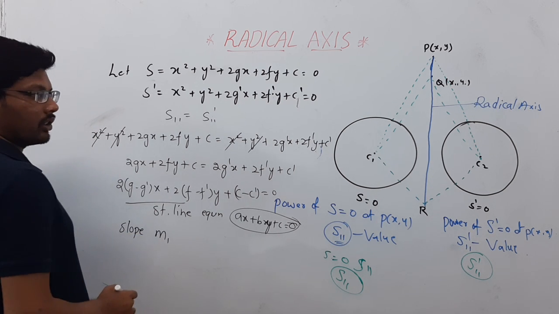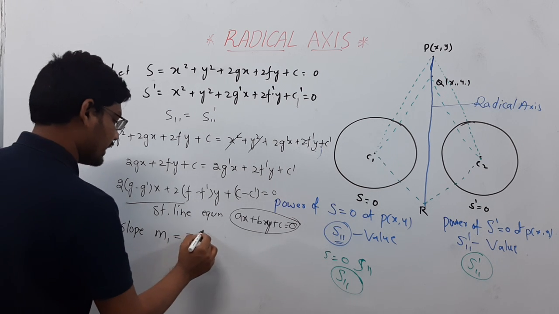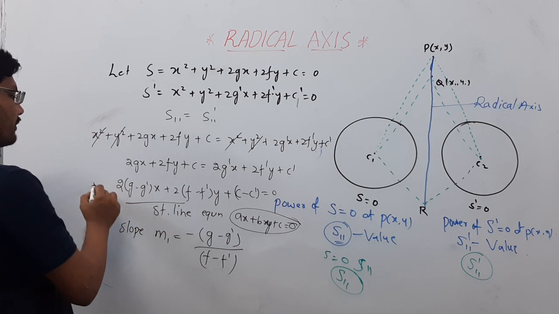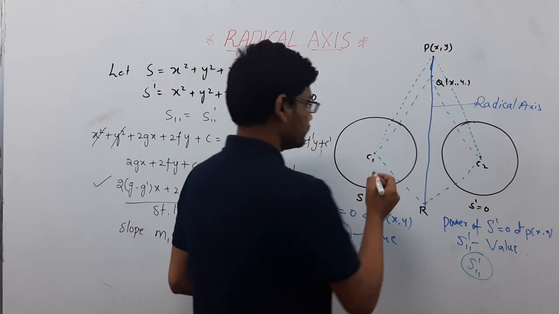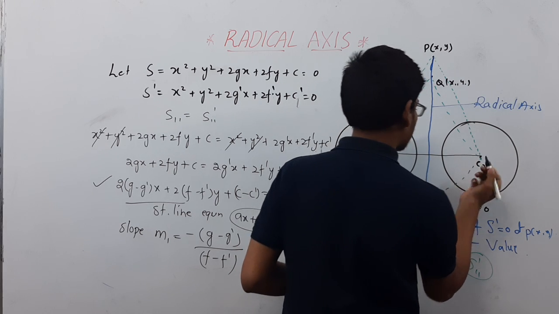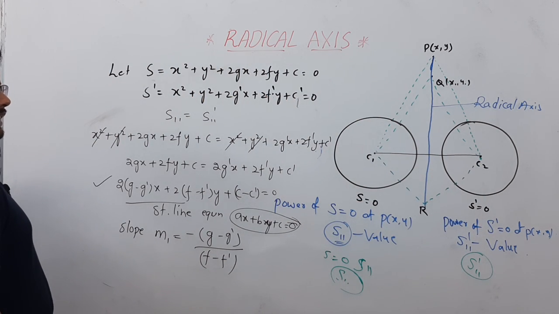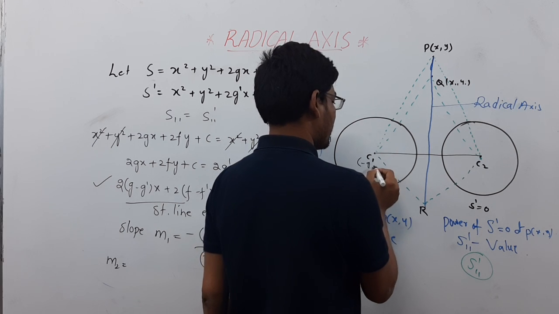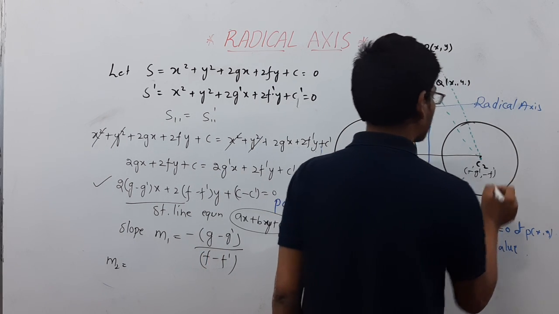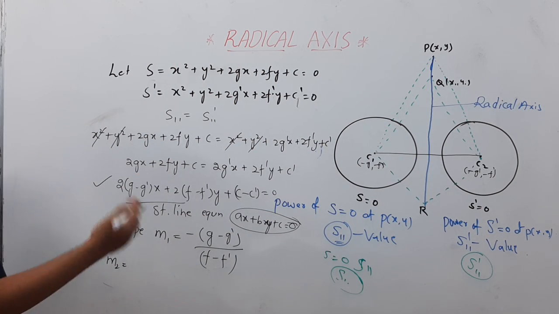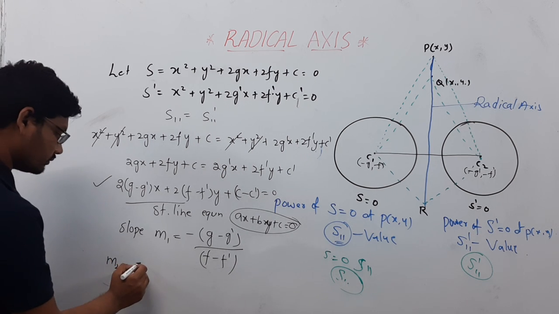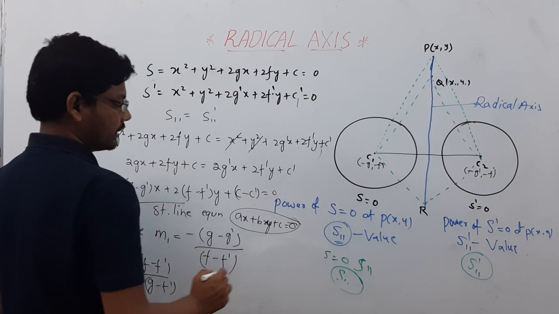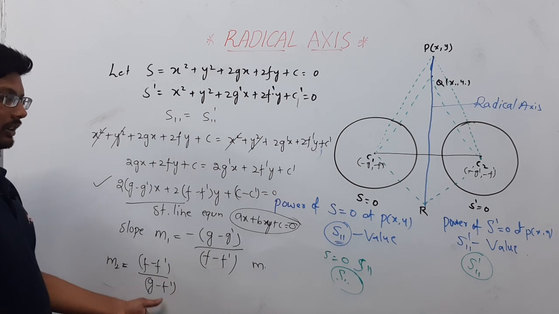The slope of this straight line, m1, is equal to minus a by b. So minus a by b is nothing but (g minus g dash) by (f minus f dash). This is the slope of this straight line here. If you draw the line joining C1 and C2, the slope m2 is found from the centers, which are minus g comma minus f and minus g dash comma minus f dash. The ratio is (f minus f dash) by (g minus g dash). So if you multiply m1 into m2, with m2 equal to (y2 minus y1) by (x2 minus x1), and substitute like this, we will get the slope.